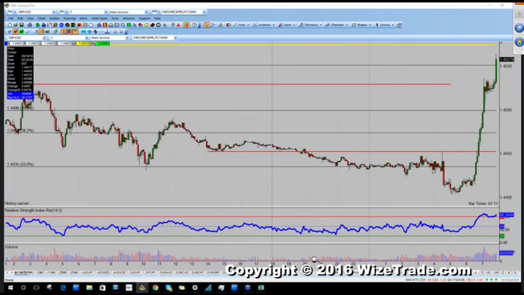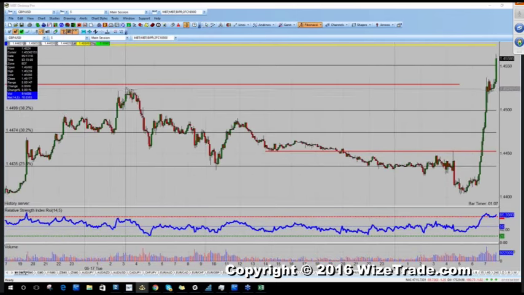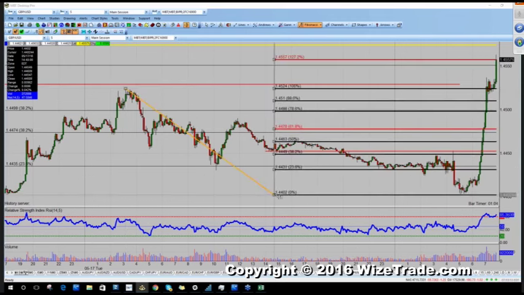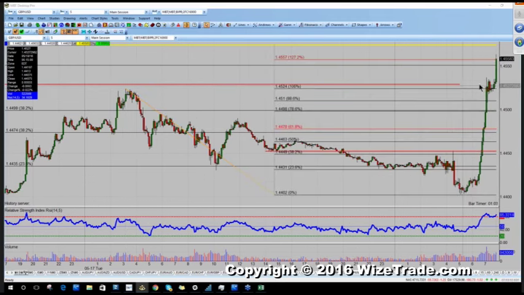Divergent relative strength. Highs to lows here. 127% extension. That should stop it. Wow, what a big move.